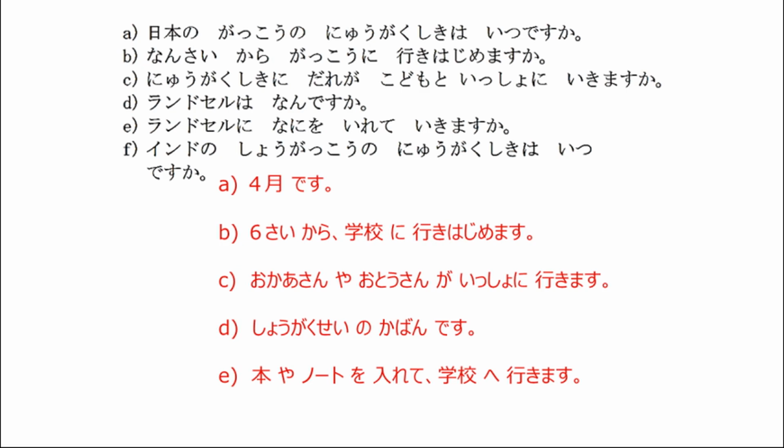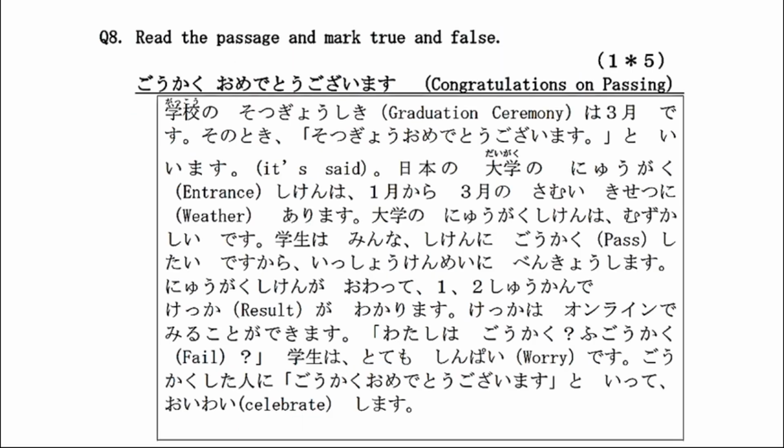Actually, in many schools there is no ceremony. Only payment of fees and admissions happen in April, and the actual term starts by the end of May. If you're sure it happens in April, then you can write 4月です。If it happens in May, then you can write 5月です。Next, let me go to the 8th question, which is read the passage and mark true and false.